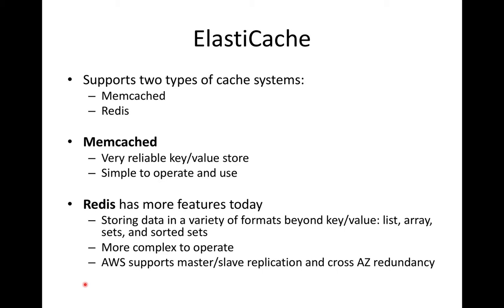Redis is considered to be more featureful. It supports a wider variety of data formats, and not just key value, but also lists, arrays, sets, and sorted sets. The negative on Redis is that it's a little bit more complicated to work with than Memcache. But the reality is that both of them are widely used, and my organization uses Redis pretty extensively. One of the other benefits of Redis is that it can support a master-slave replication architecture, and you can deploy Redis nodes across multiple availability zones, which gives you greater redundancy. That's not possible with the Memcache D engine.